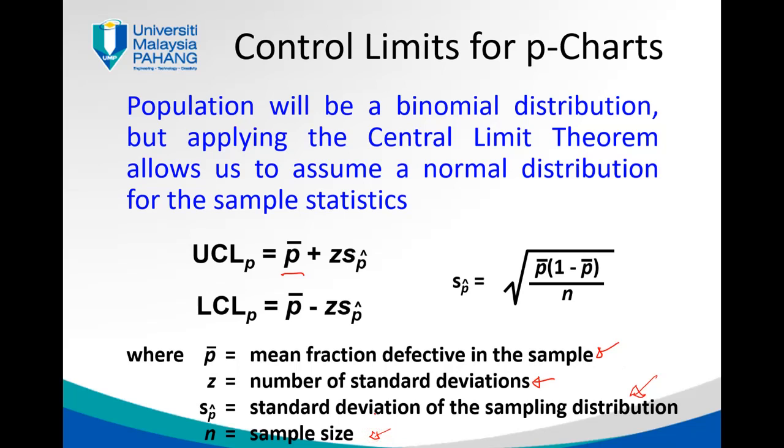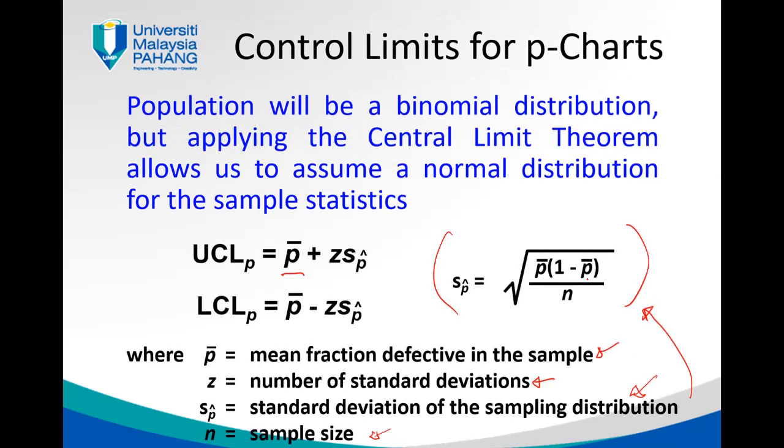For the standard deviation, we can calculate it using this formula: S_P equals the square root of P bar times 1 minus P bar, divided by n, the number of samples.